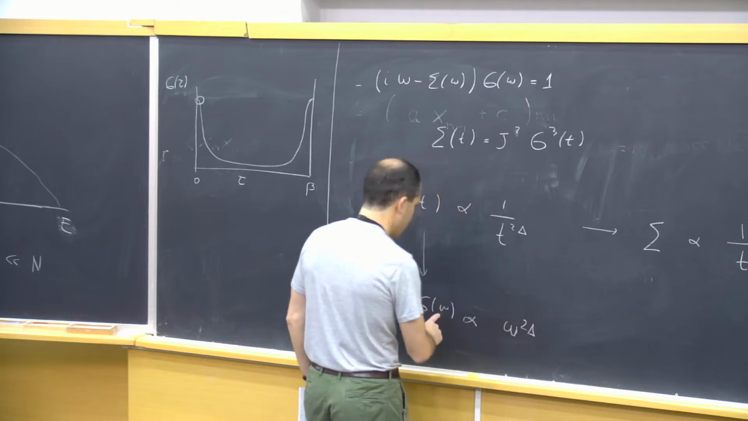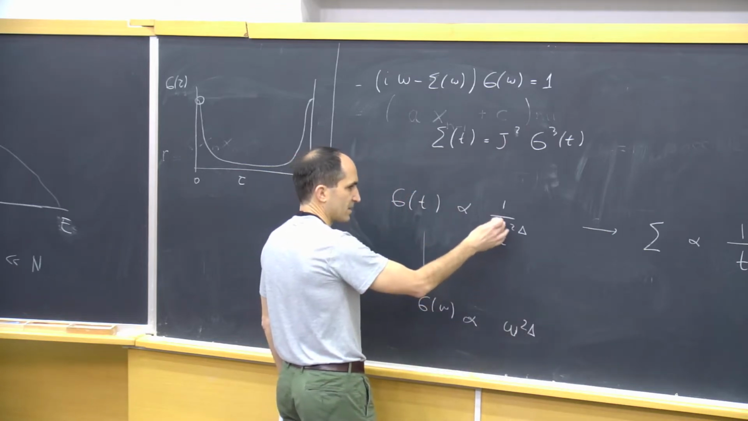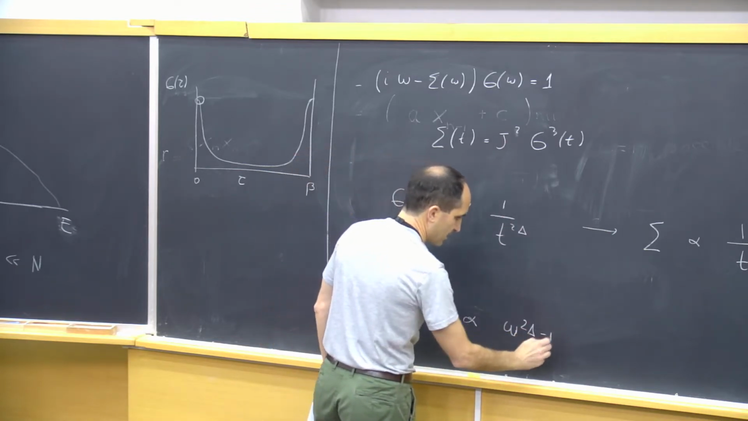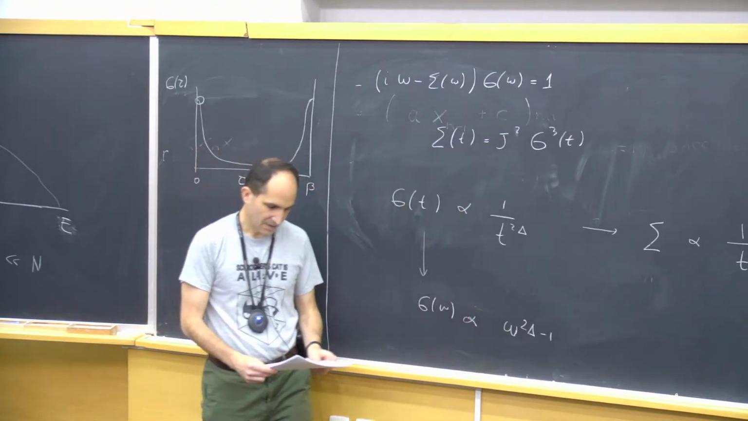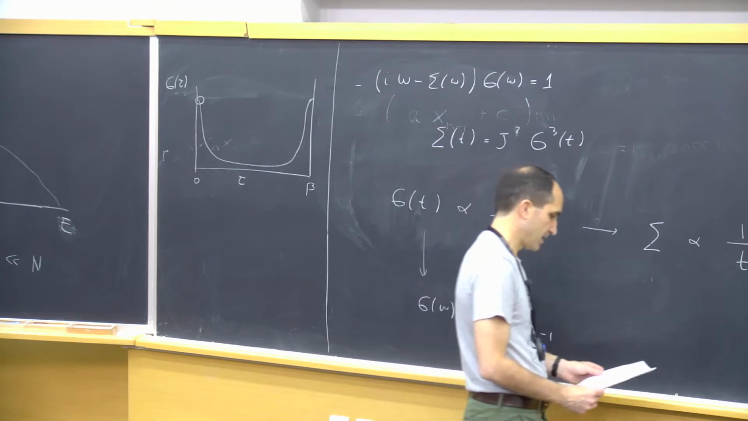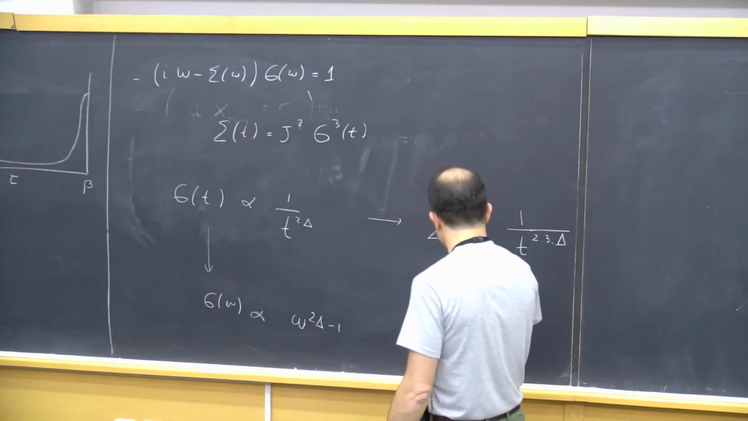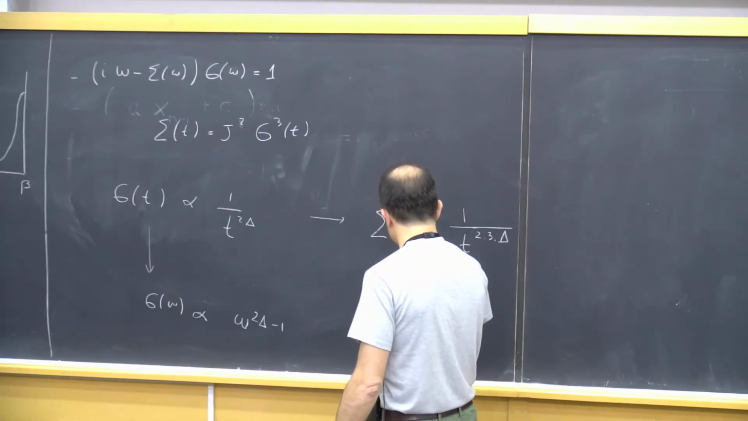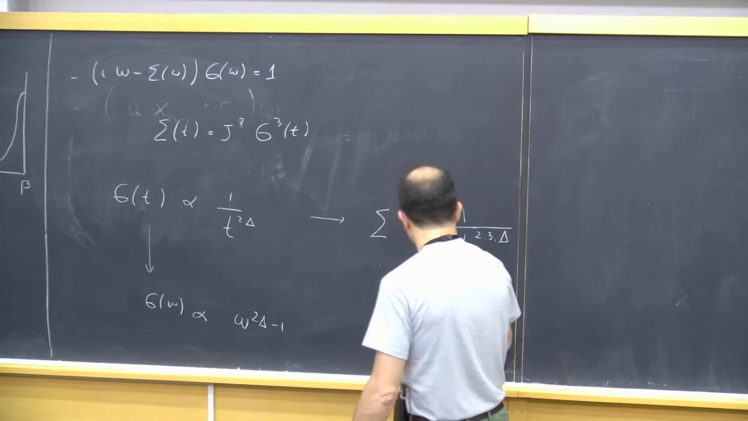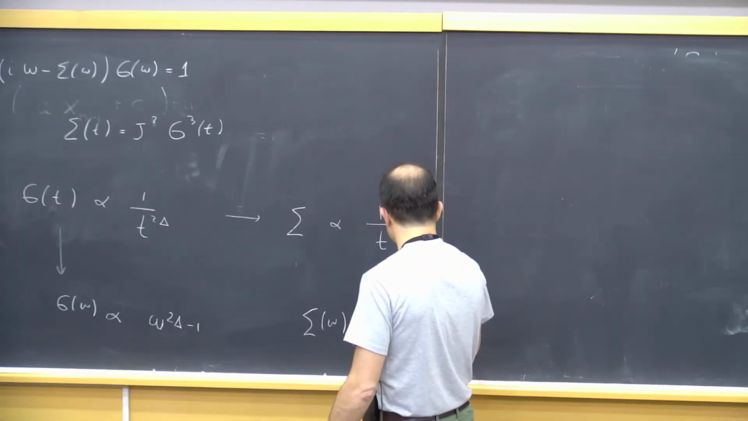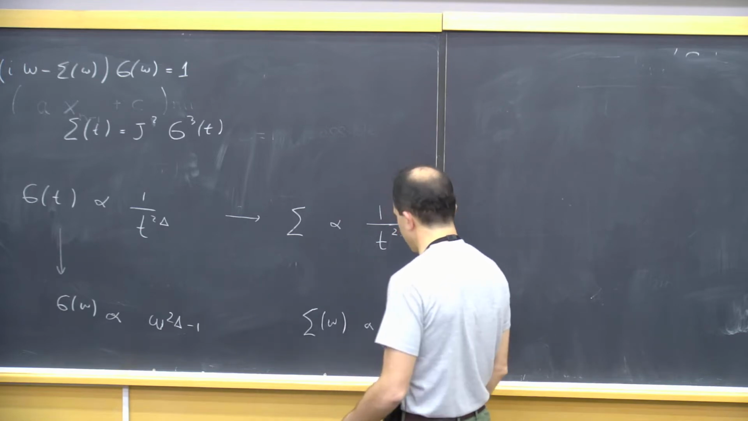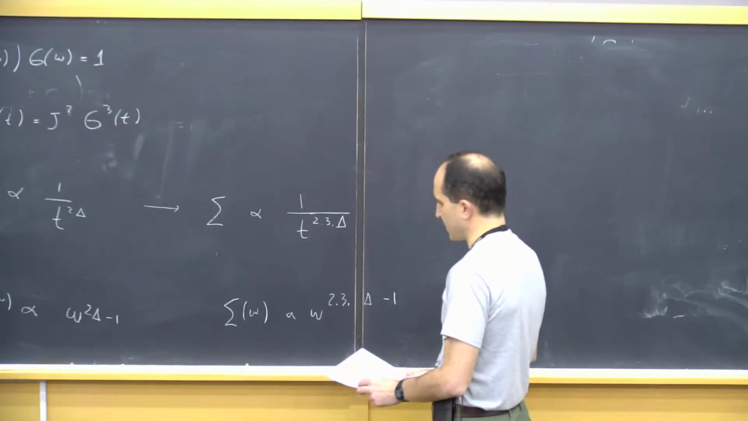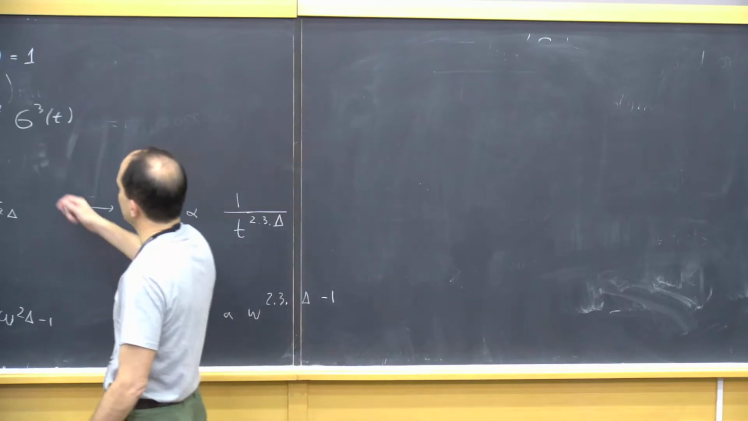But of course, this involves an integral d time. So the actual dimensions are 2 delta minus 1. So those are the dimensions of the integral. Okay. And similarly here, we get that sigma of omega is, we use the same formula. So it's omega to the 2 times 3 times delta, all minus 1. Okay. And now we replace this in this equation.